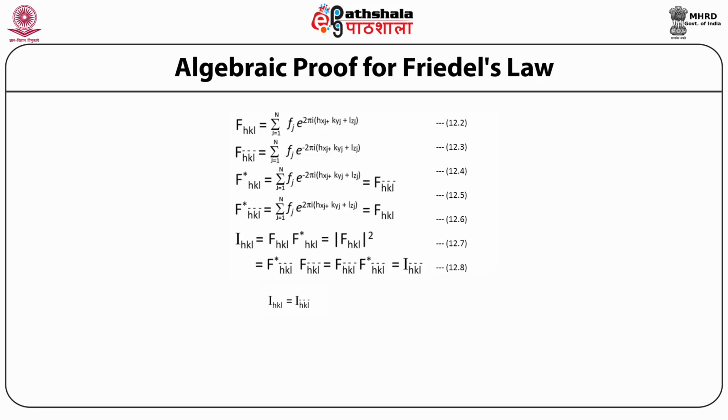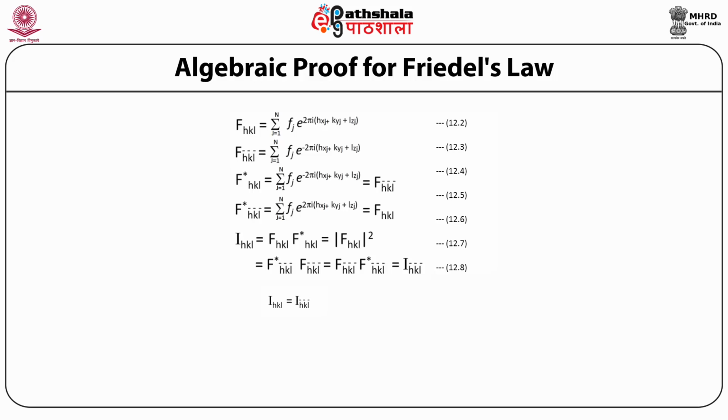So let us start with the general classical equation for the structure factor of the HKL reflection. F of HKL equals summation over little j equal to 1 to n atoms in the unit cell, little fj times e power 2 pi i times (hxj plus kyj plus lzj). I am calling this equation 12.2.